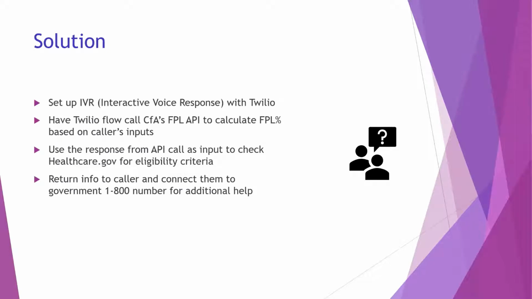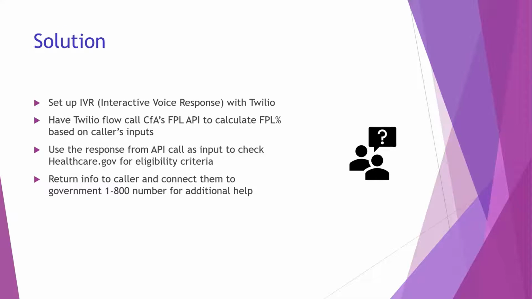Now, the solution. Using the FPL API, along with a simple Twilio integration to create an IVR, interactive voice response setup, I'm able to give the public access to check whether they meet criteria for certain health coverage based on their income and family size just by calling a Code for America hotline and answering two simple questions.